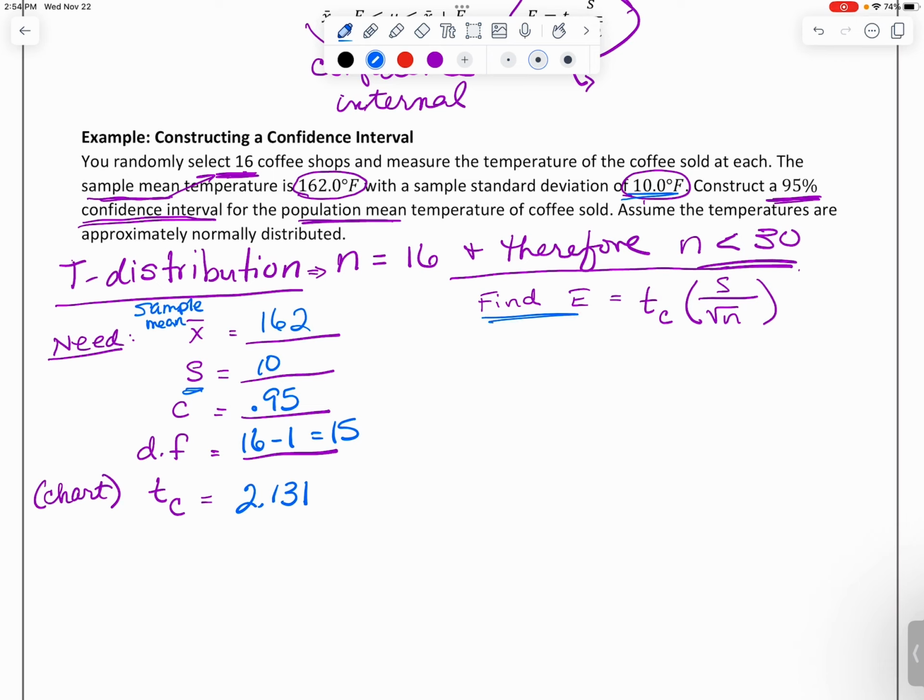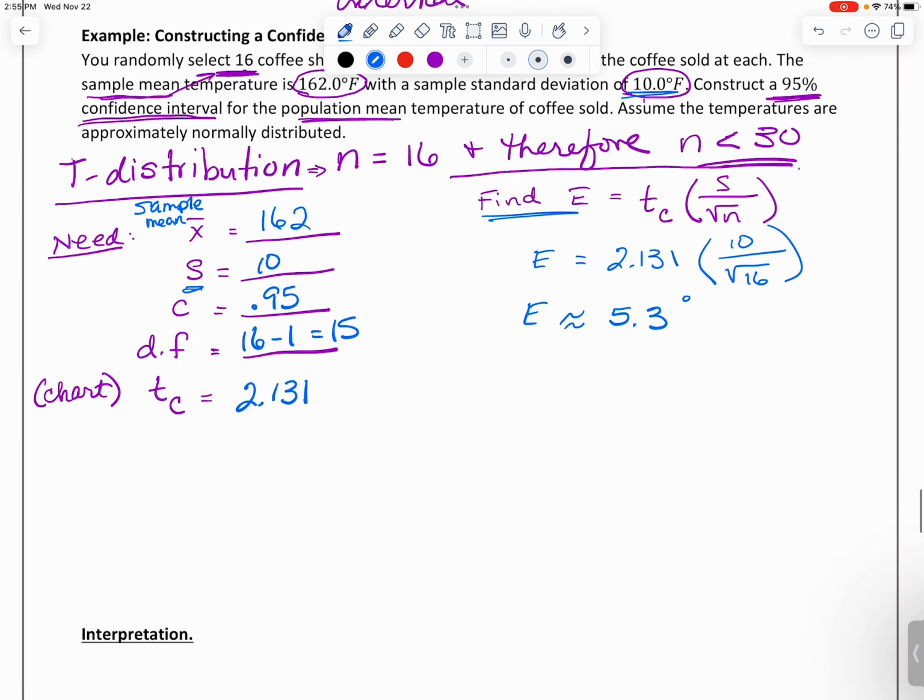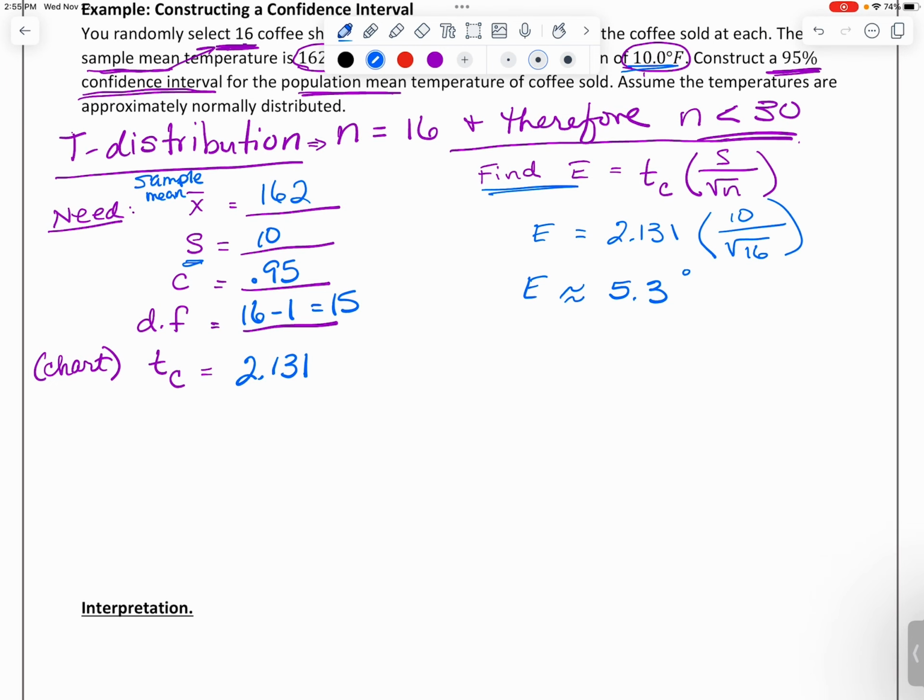So next thing I want to do is find E. E is going to equal my critical value, 2.131, times s, which is my standard deviation, divided by the square root of n, which is 16. Again, careful when using the calculator. My E is going to be approximately equal to 5.3. This is degrees, but 5.3. Try this on your calculator. If you're not getting 5.3, then check again and see what you've typed in and make sure you're using parentheses correctly.